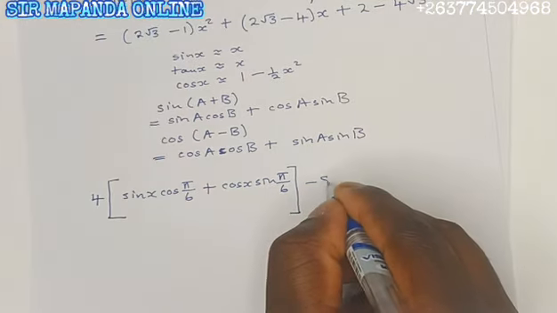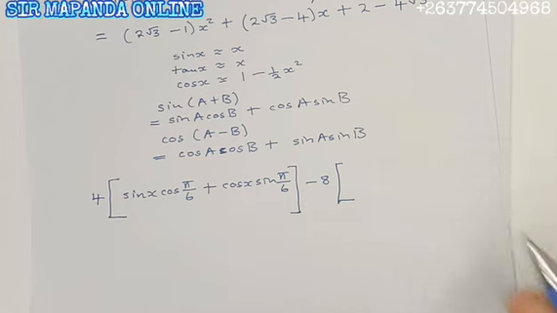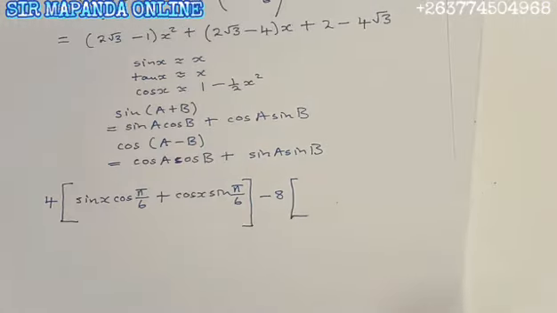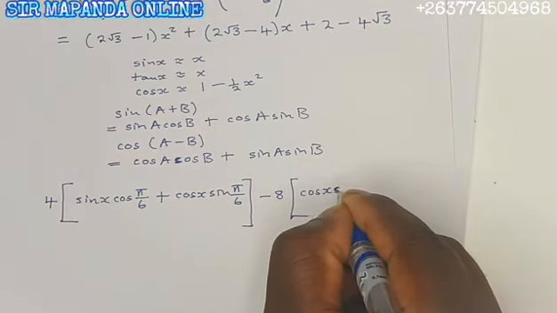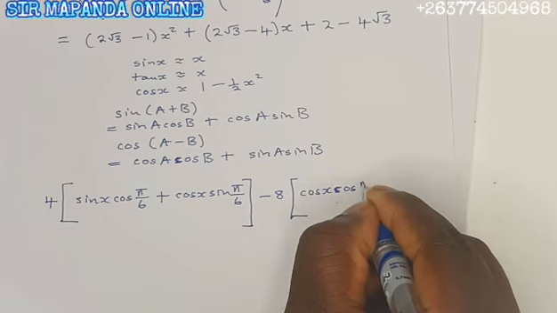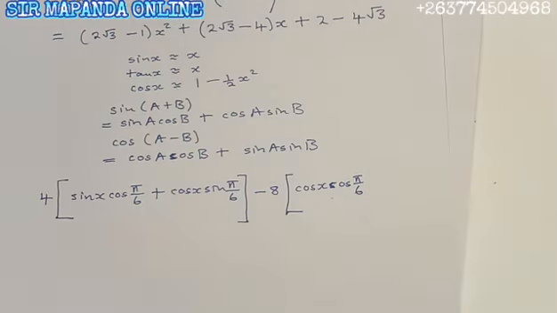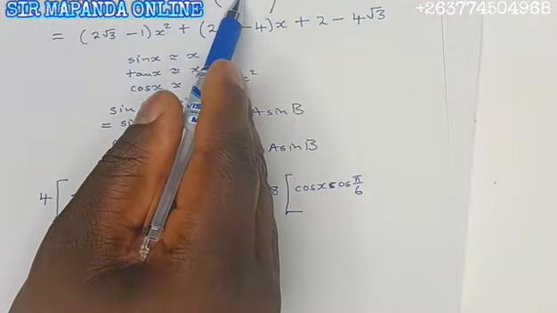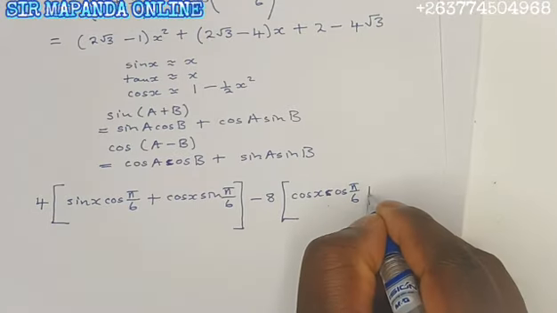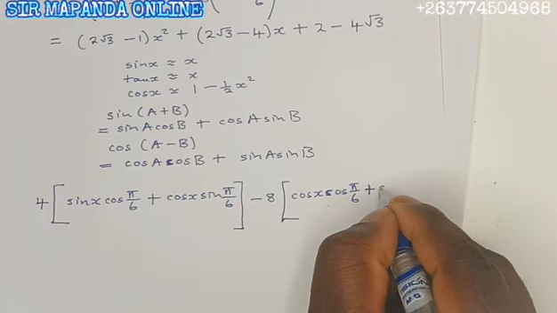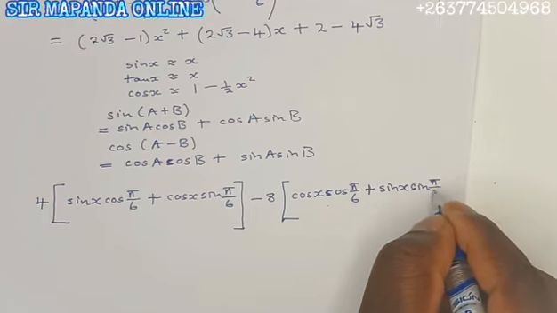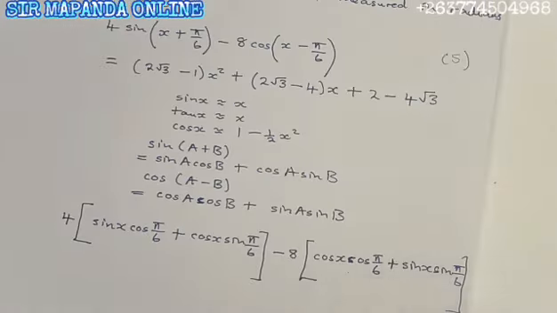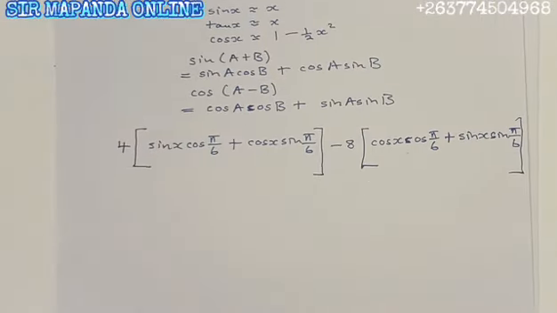Then you are going to put minus 8. You put another big bracket so that you carry out the expansion for cos. So for cos, you are going to write cos x first. Then you write cos pi over 6. Then you apply the sign change. This negative sign becomes plus. So you put plus here. Then you write sine x, sine pi over 6, something like this. I hope you are following.